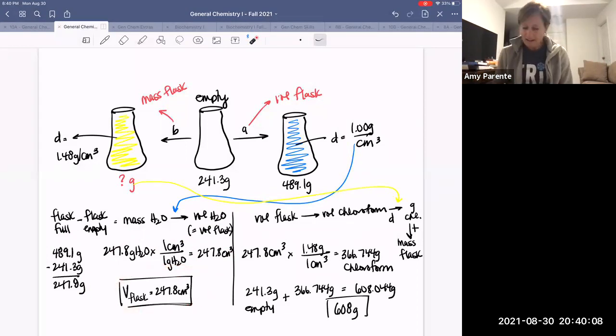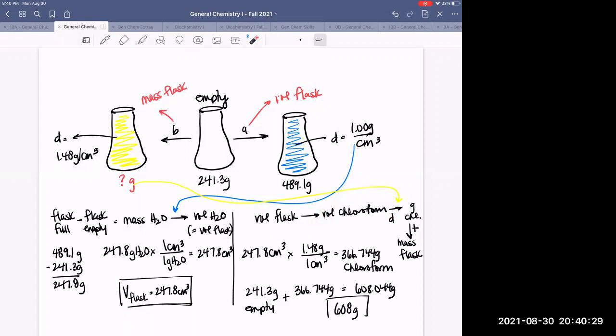Now for the flip side, if I know the volume of the flask, that means I know the volume of the chloroform that I put in there because they're going to be equal. And now that I know the volume of chloroform, I can get the total mass of the flask.